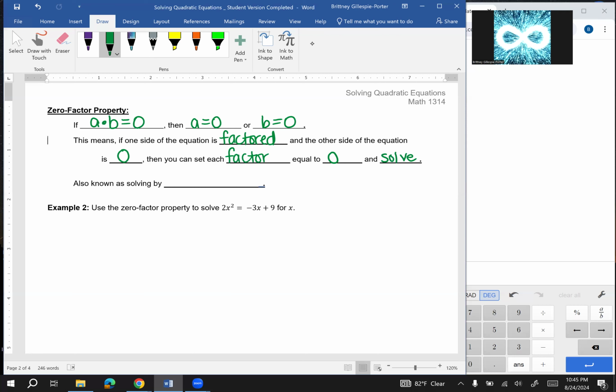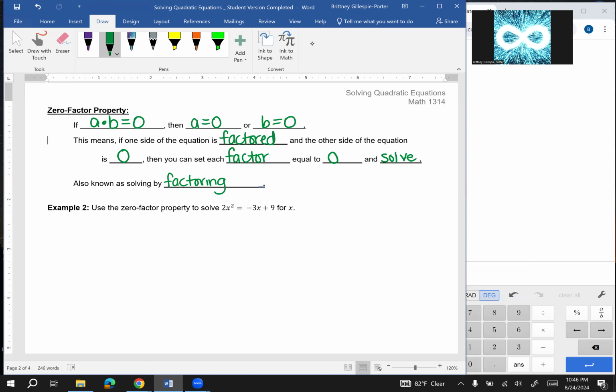This is also known as solving by factoring. Even though we're using the zero factor property, a lot of people just call it solving by factoring. But unlike the square root property, where we have the quantity squared on one side and the numbers on the other, you have to have one side equal to 0 and one side factored. It's called the zero factor property for a reason. Zero factor, zero factor property.